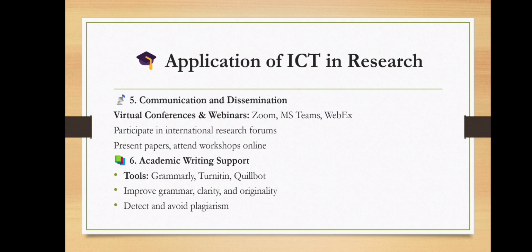Sixth is academic writing support. For writing support, the tools that are available are Grammarly, Turnitin, Quillbot. There are others also in place of Turnitin. We can use Urkund also, Drillbit also. This helps improve grammar, clarity, and originality of the work, and helps to detect and avoid plagiarism.